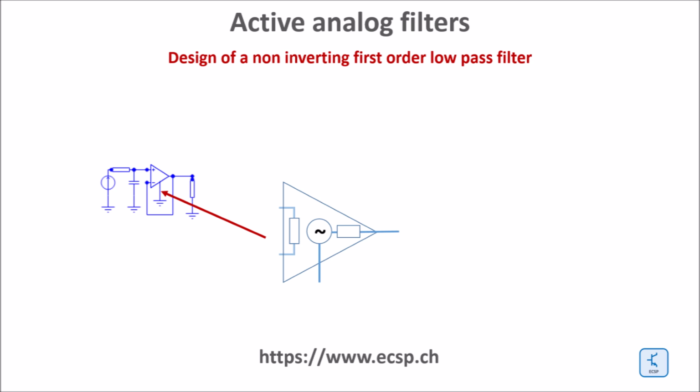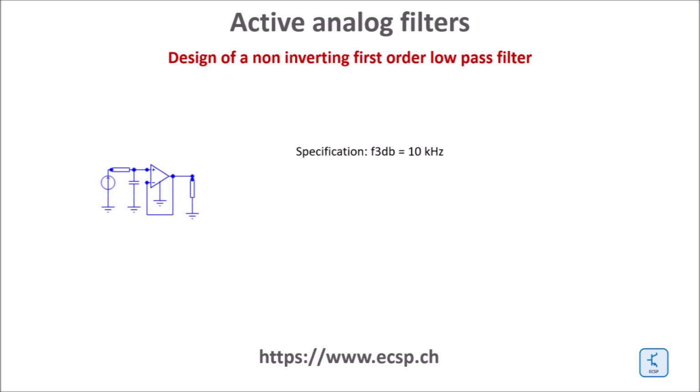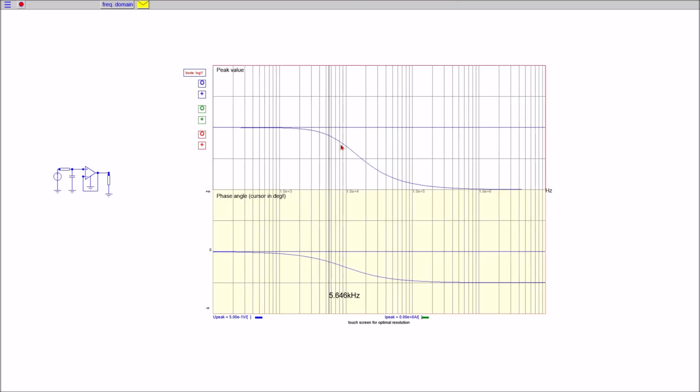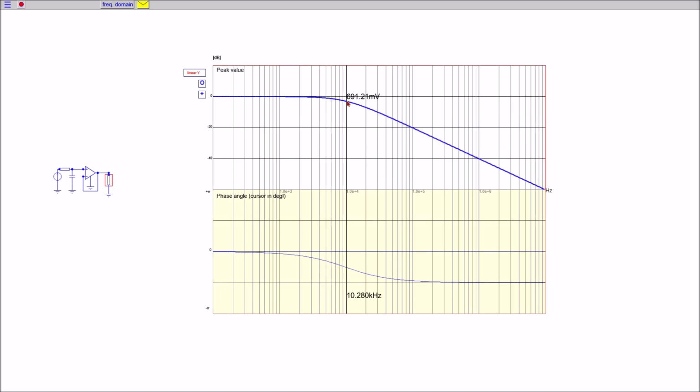So for example, we specify the 3 dB frequency of the low pass to be 10 kHz. Now we select a meaningful and standard capacitor, preferably lower than 100 nanofarads, in order to avoid electrolytic capacitors. In this case, let's go for 10 nanofarad. Now, using this formula, the resistor will be 1.6 kilo ohm, which looks reasonable. Now the frequency sweep shows that the 3 dB point is at 10 kHz as specified.